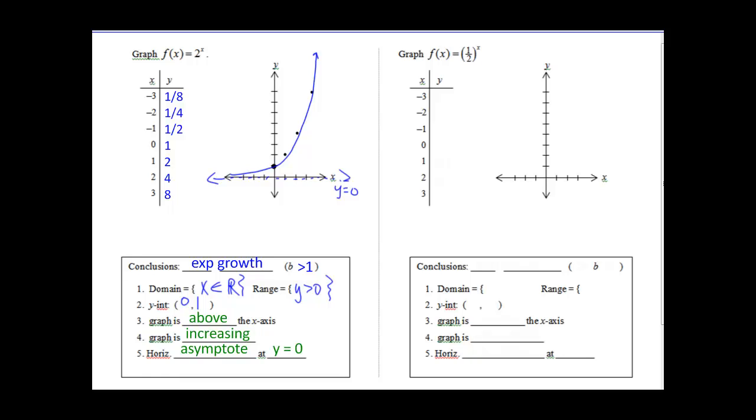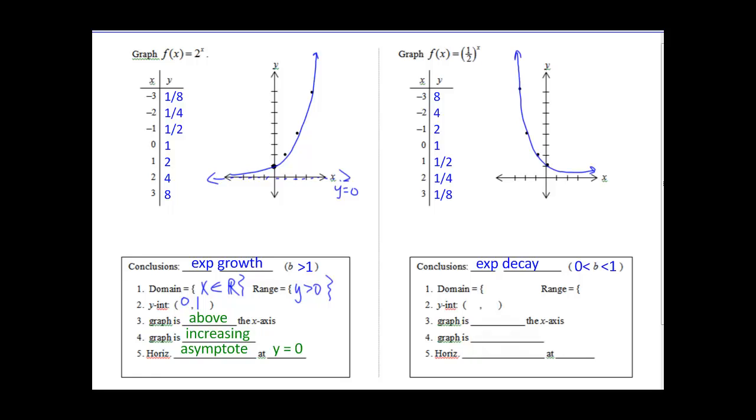Okay, on the right, if we have 1/2 to the x, well, notice the b is between 0 and 1, which tells us it should be an exponential decay. If we plug in the same numbers, this time we're taking the reciprocal of 1/2, which gives us 2, so 2 to the third is 8. So it's almost the same, except we're inverting, so -2 becomes 4, -1 becomes 2, and then the 3 is 1/8.